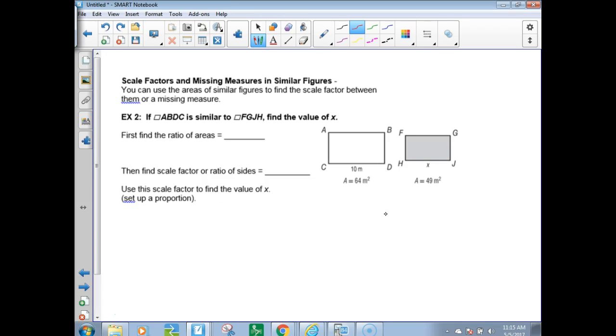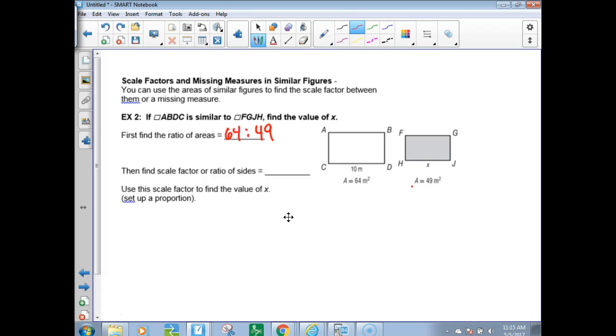Okay, scale factors and finding missing measures in similar figures. You can also use the areas of similar figures to find the scale factor between them, or find a missing side or measure. It says a parallelogram ABCD is similar to the parallelogram FGJH. Find the value of x. First, find the ratio of the areas. So we compare 64 to 49. 64 to 49 would be the ratio of the areas.